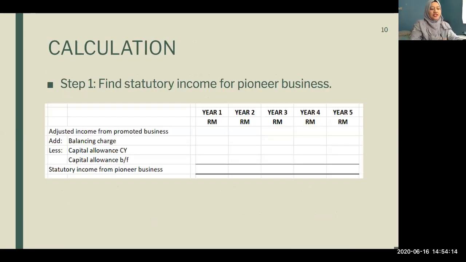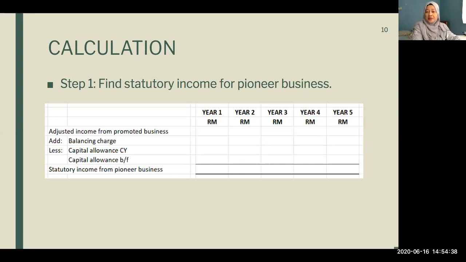Okay, the calculation is like this. Step number 1. Remember that you have 2 types of business. You may have a pioneer status or promoted business, and you also have the non-promoted business, or sometimes we call it a pioneer business and non-pioneer business. But in this case, we have statutory income for pioneer business.